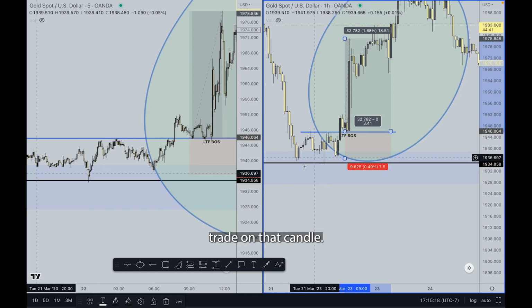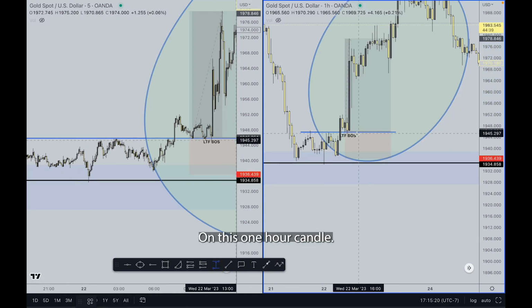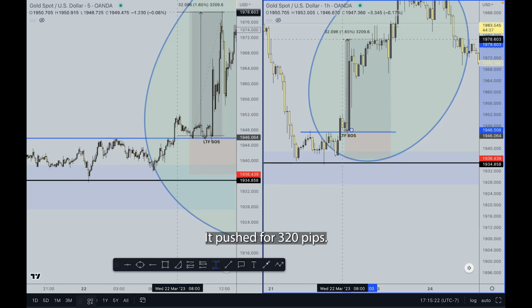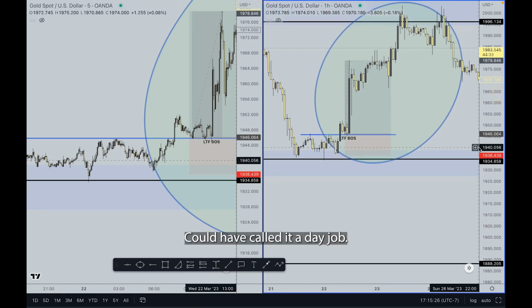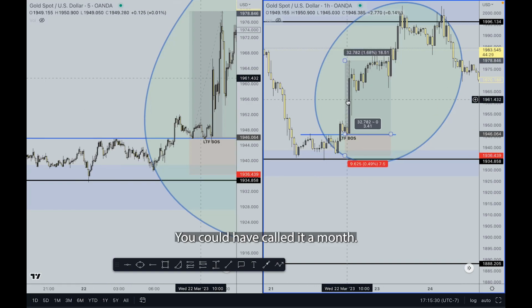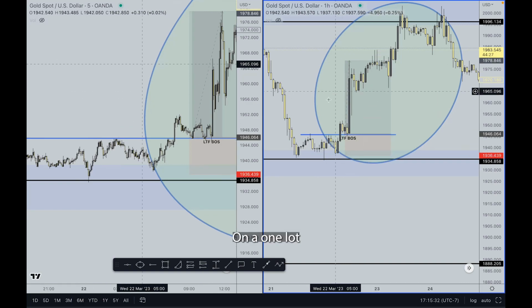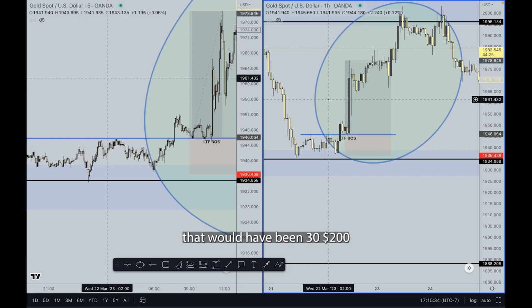You could have literally just closed the trade on that candle. On this 1 hour candle, it pushed for 320 pips. You could have called that a week, could have called it a day off. You very well should have called it a day. But you could have called it a week. You could have called it a month. Okay, on a one lot, that would have been $3,200.